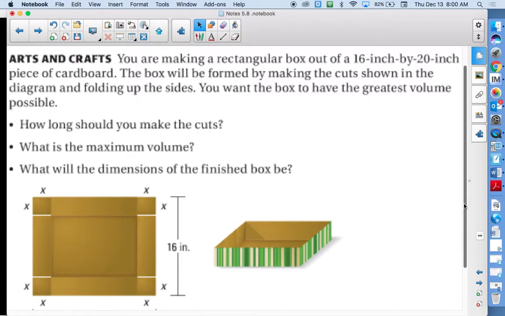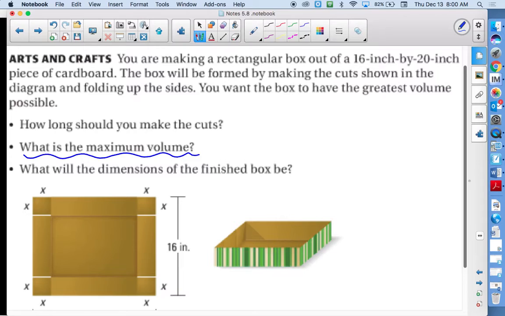So the first thing that we have here, it says how long should you make the cuts, meaning how deep into the cardboard should this little slice go? What is the maximum volume? And then what will the dimensions of the finished box be? So we're going to see if we can answer those questions. We're going to use the calculator to help us do that. So the first thing that I'm going to go to is question number 2 here. What is the maximum volume? So our end goal is to get the maximum area, space, volume in this box.